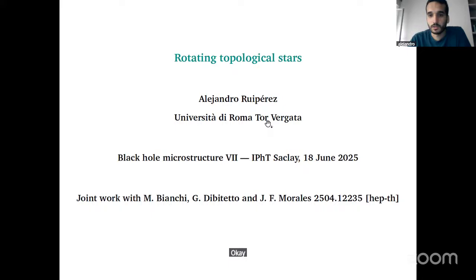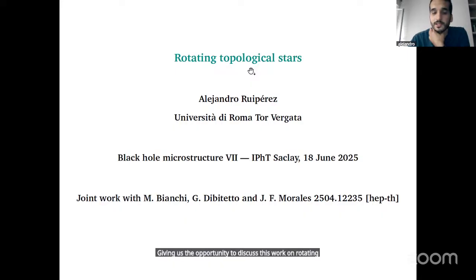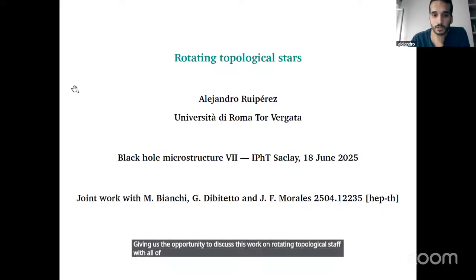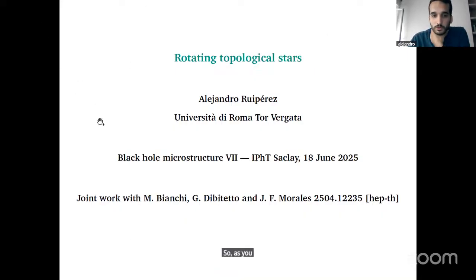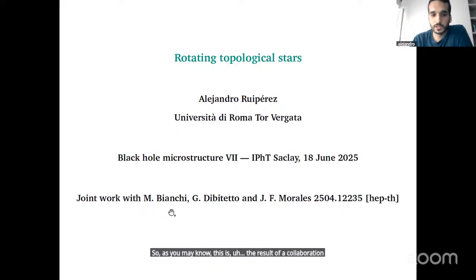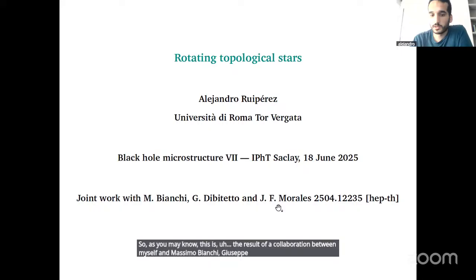Okay. So first of all, thank you to Joseph and Nick for giving us the opportunity to discuss this work on rotating topological stars with all of you. As you may know, this is the result of a collaboration between myself and Massimo Bianchi, Giuseppe Di Vitetto, and Francisco Morales.